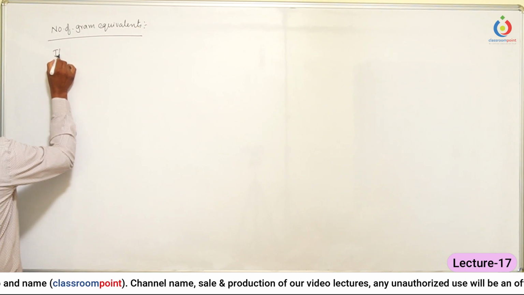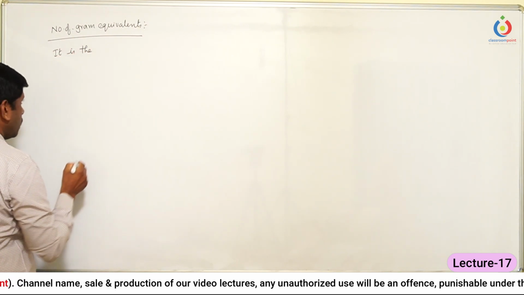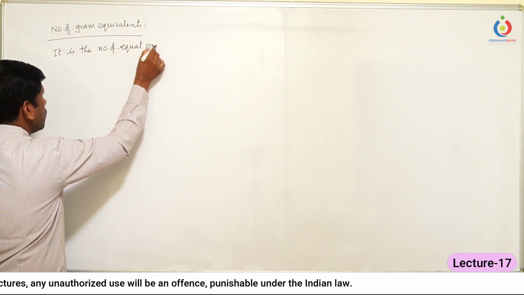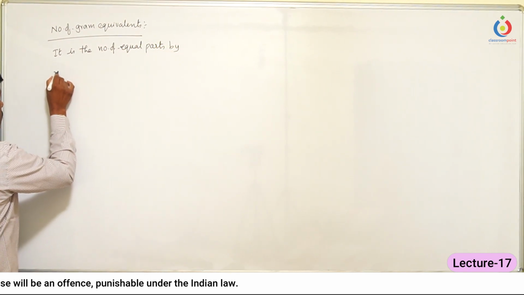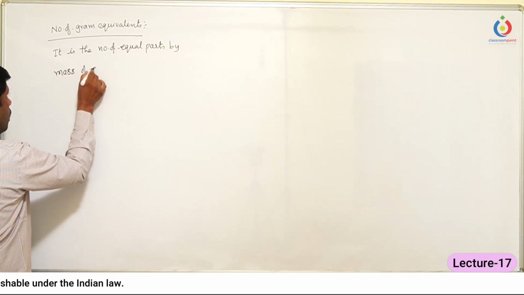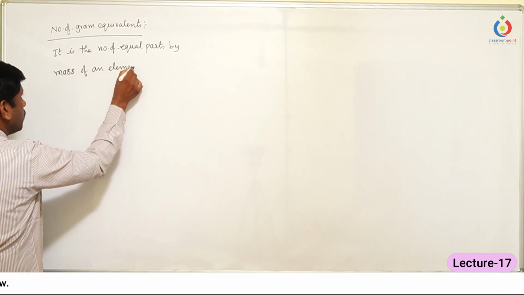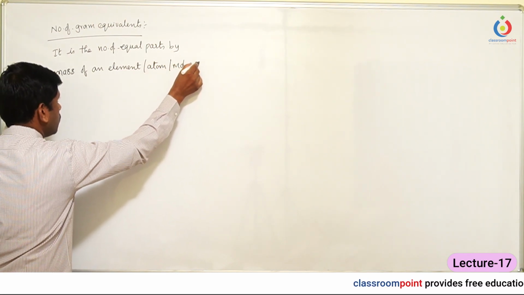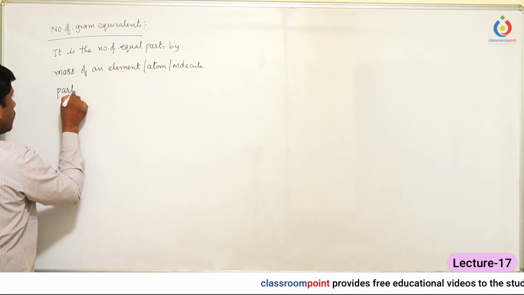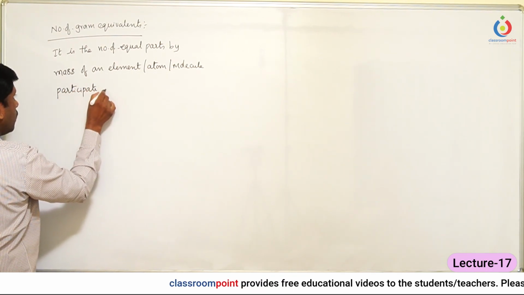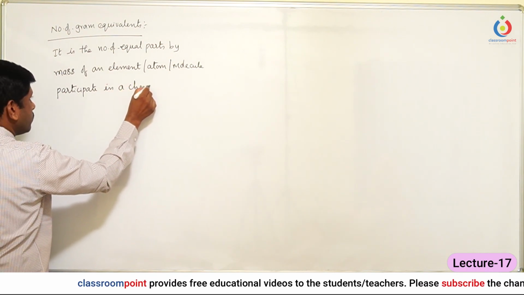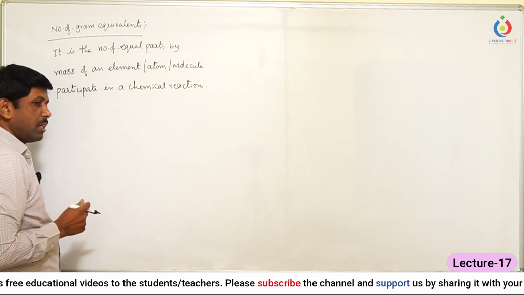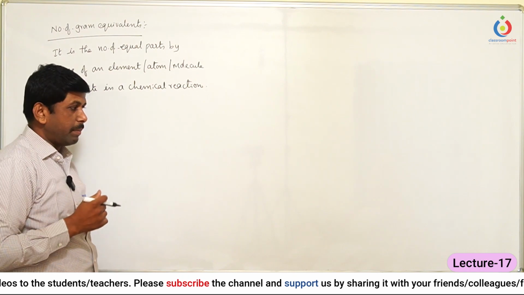It is the number of equal parts by mass of an element or atom or molecule that participate in a chemical reaction. So let's try to understand this definition by taking some examples.